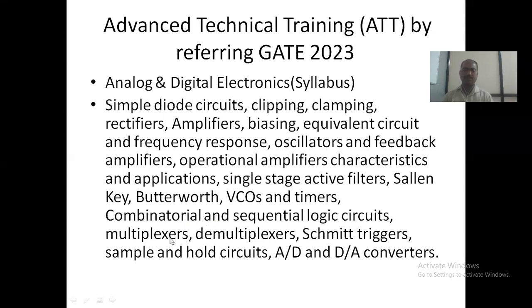Okay. Then we have seen multiplexer and demultiplexer. Now see, multiplexer means many inputs, one output, that is called a multiplexer. Demultiplexer indicates one input, multiple outputs, that is called a demultiplexer.